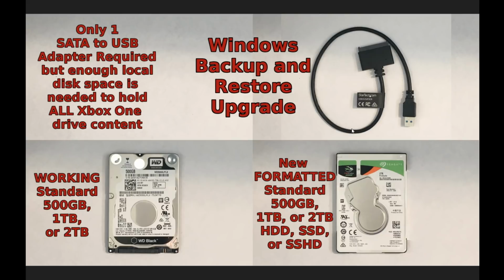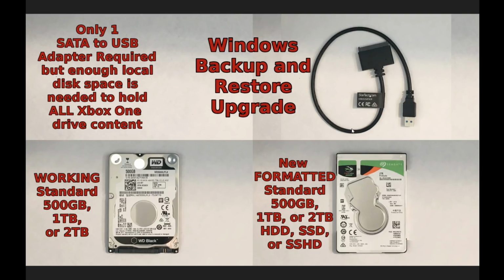One of the caveats of this process, though, is that you'll need to make sure you have enough local disk space on your Windows system to hold all the Xbox One drive content. This includes all the data contained in the 5 partitions on your Xbox One drive. Now again, for this process, you have to copy from a working standard 500GB, 1TB, or 2TB drive. That doesn't necessarily refer to the physical size of the drive, but to how the drive is partitioned.